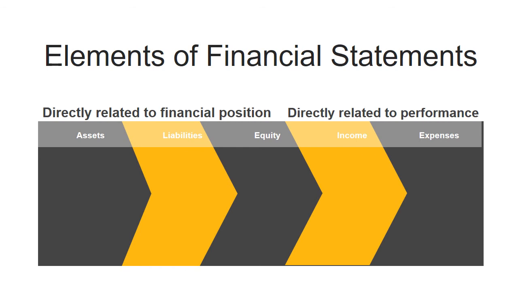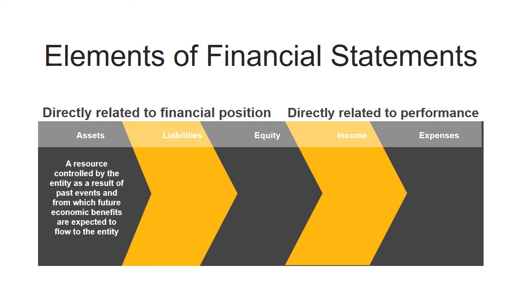So what are assets? Assets are resources controlled by the entity as a result of past events, and from which future economic benefits are expected to flow to the entity. Example: cash, inventory, land, property, machine, and other properties.